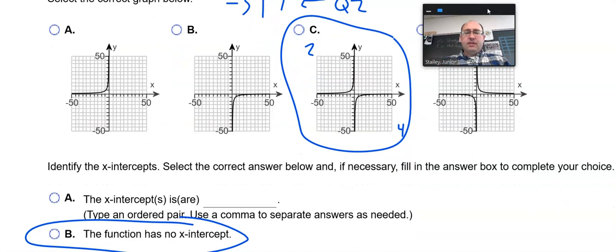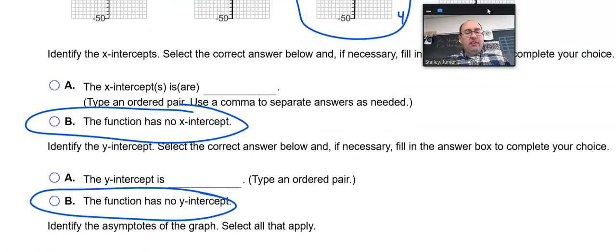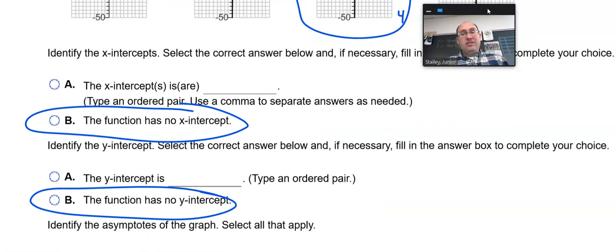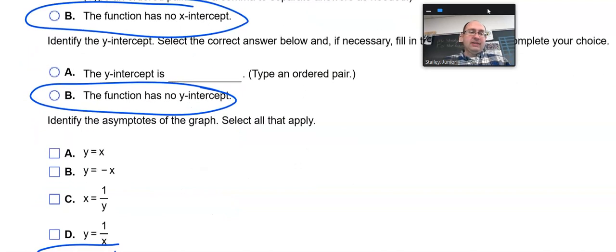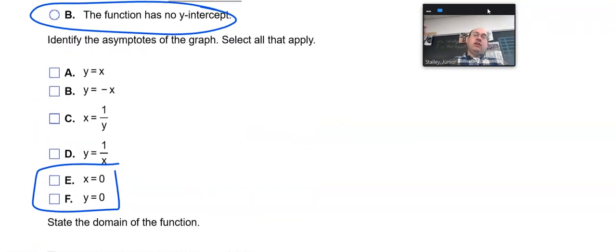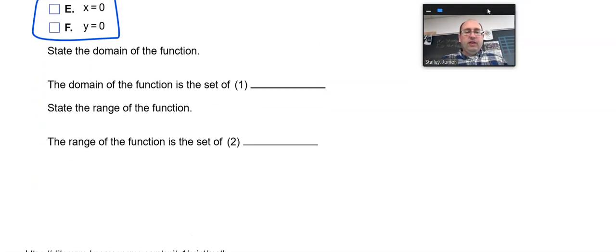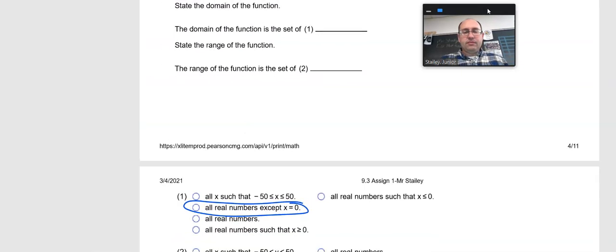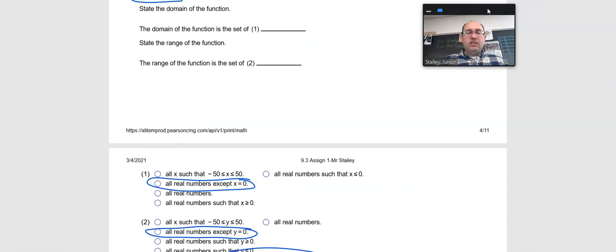Now, is there going to be an x-intercept? No. Once again, asymptotes. Not going to be a y-intercept either, because it doesn't touch the y-axis. What are the asymptotes? Same ones they were before. That isn't changing. How about domain and range? Same exact thing. x cannot be 0, y cannot be 0.